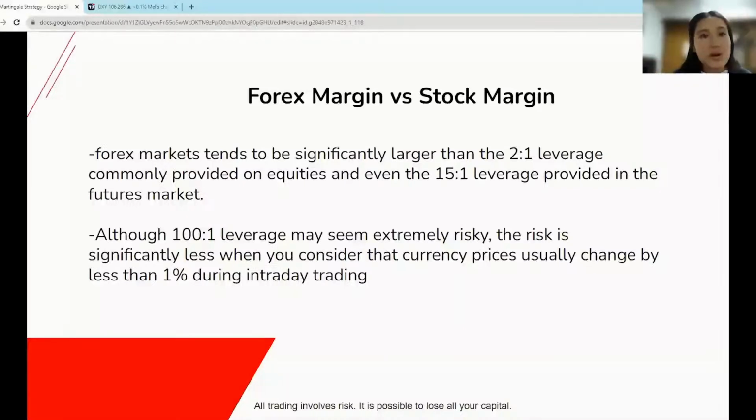Okay, leverage in the forex markets tends to be significantly larger than the 2 to 1 leverage that's provided on equities, and even the 15 to 1 leverage provided in the futures market. So although 100 to 1 leverage may seem extremely risky, the risk is significantly less when you consider that currency prices usually change by less than 1% during intraday trading. Again, this is why martingale strategy is really popular amongst scalpers who are trading forex.